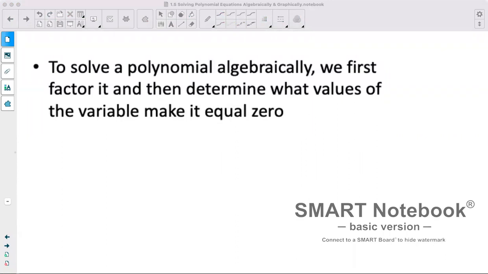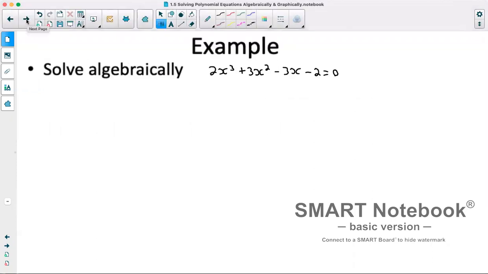We factor them, and then we look at our factors and determine what x values make our equation equal 0. So our first example is solve algebraically: we've got 2x cubed plus 3x squared minus 3x minus 2. To factor this, we first have to look at the factors of our constant term. So that would be plus or minus 1 and plus or minus 2. We'll start substituting those in for x to see which one gives us 0.